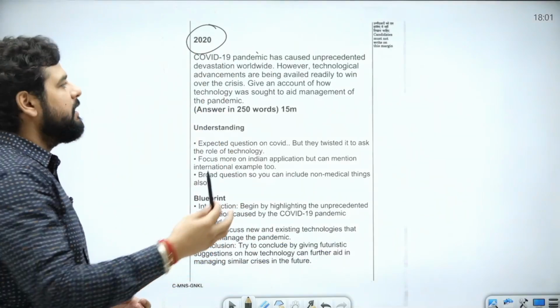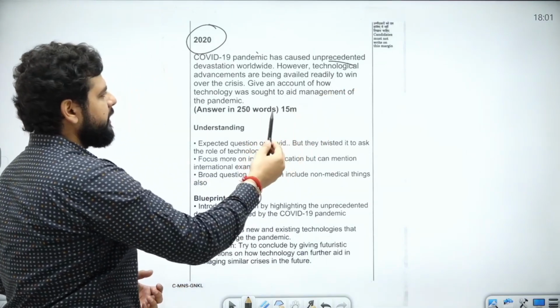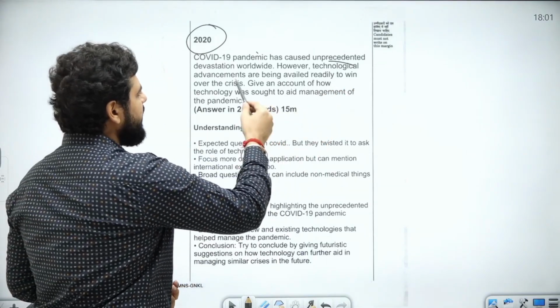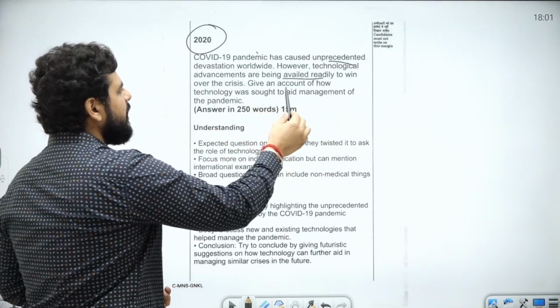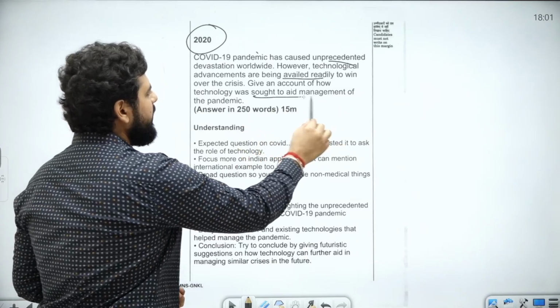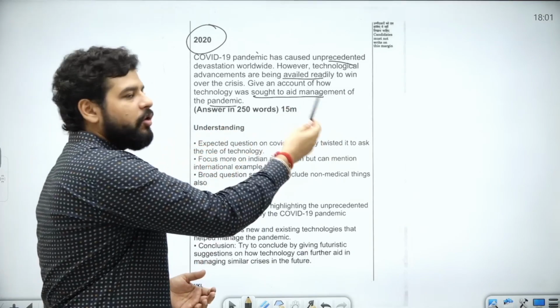The question says the COVID-19 pandemic has caused unprecedented devastation worldwide. However, technological advancements are being availed readily to win over the crisis. Give an account of how technology was sought to aid the management of pandemic, right? So it is asking the technological role.